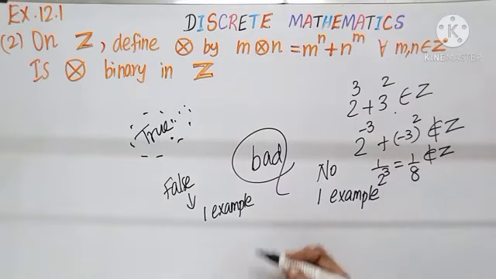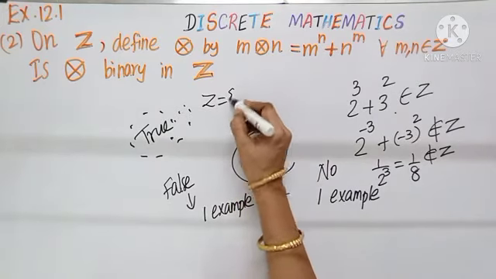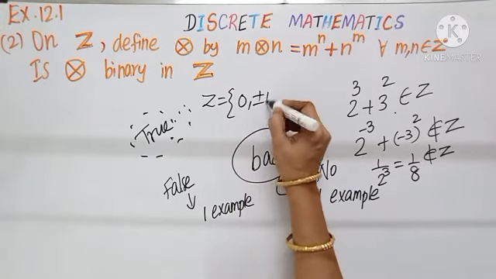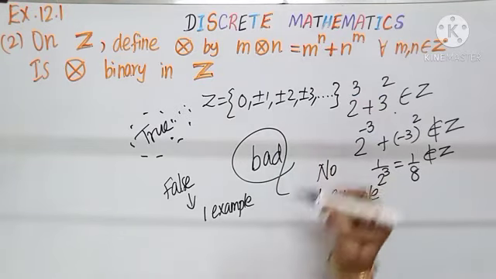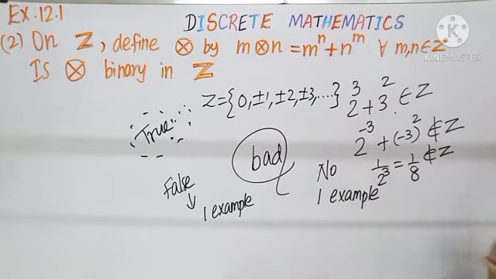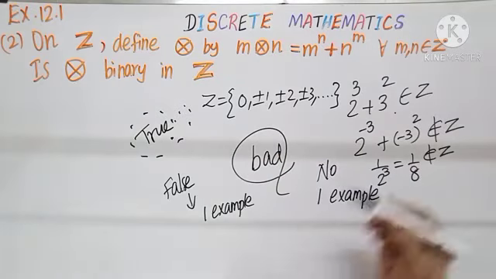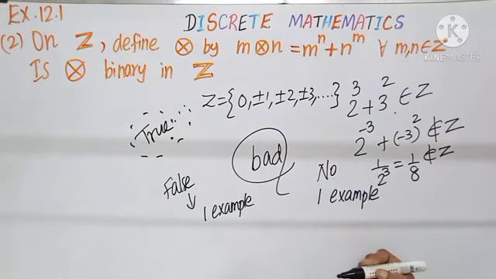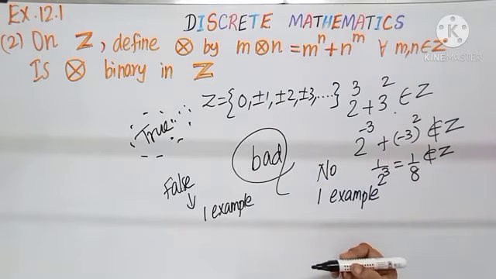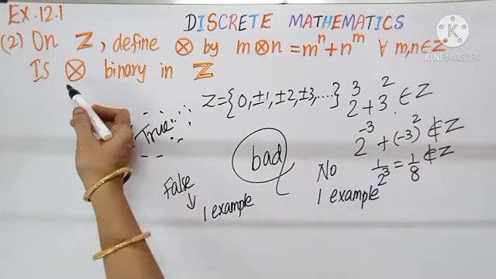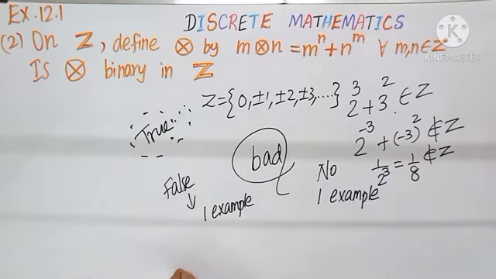Then what is Z? Z is the set of integers, only the positive and negative numbers with 0. Fractions do not come in Z. So, when the power is negative, my answer does not belong to Z. So, the star operation that is given here is not binary in Z.